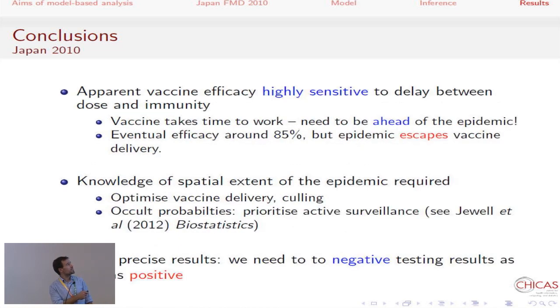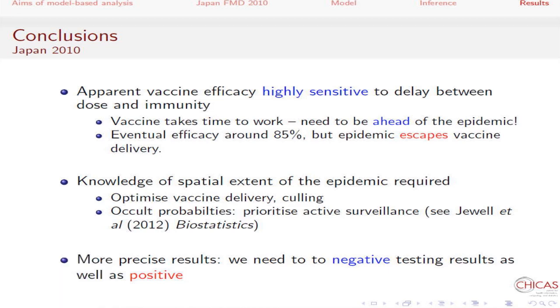From Japan 2010 then, vaccine efficacy measurement seems highly sensitive to the delay between dosing and immunity. Of course, vaccine takes time to work, but if we assume a 2-week dose to immunity, then we get an efficacy of around about 85%. I suspect, in this case, the epidemic escaped the vaccine delivery, so we probably need to think a bit more carefully about how we might optimise vaccine delivery in a more general case.